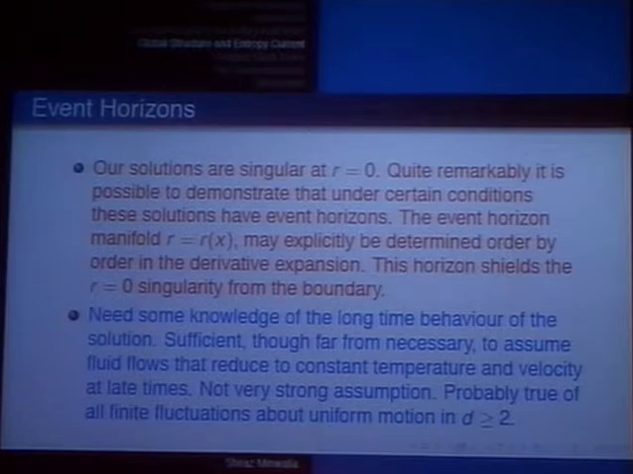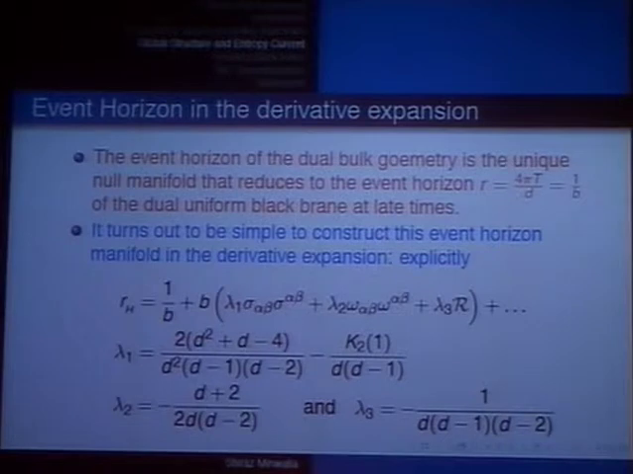In order to really understand these event horizons, you have to know something about the long-time behavior of these solutions. A sufficient, though far from necessary, condition is to assume that at long times they go over to uniform branes. This is not a very restrictive assumption if you think about it. You would expect that to be true of any solution of fluid dynamics, which is a finite energy fluctuation about uniform fluids, but I won't dwell on that. So now, given that you know something about the long-time behavior of the solutions, the event horizon of the dual bulk geometry is a unique null manifold that reduces to the event horizon of the black brane that you know is the correct event horizon at large times.